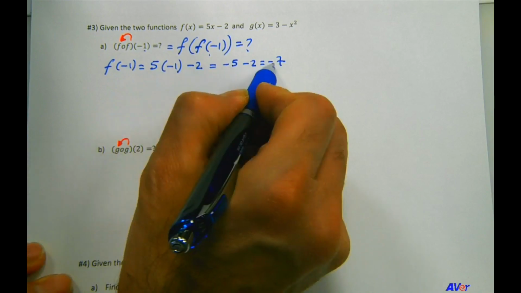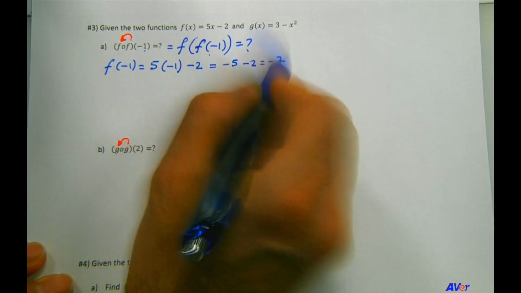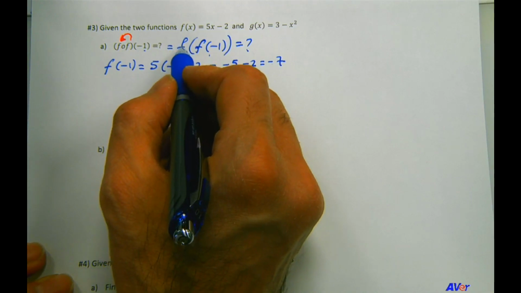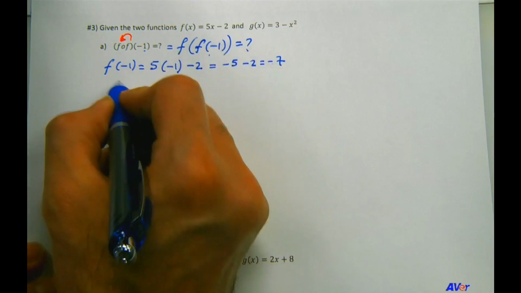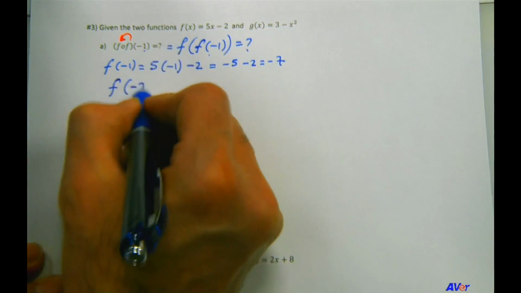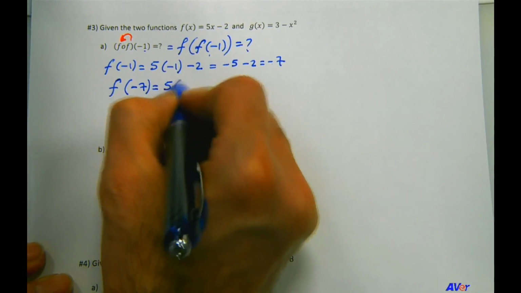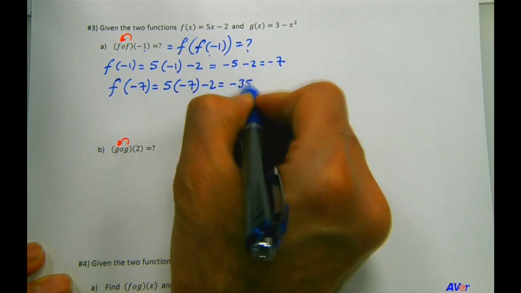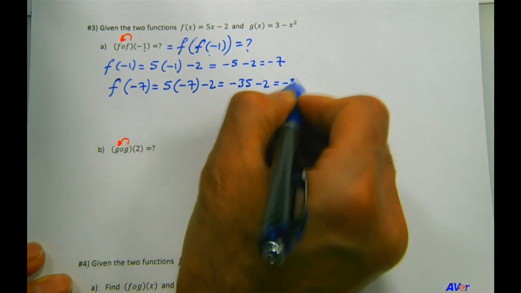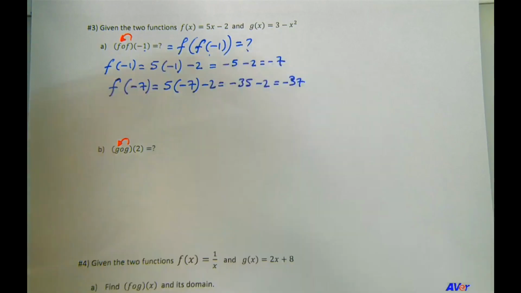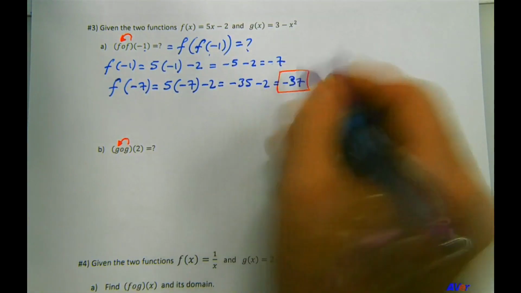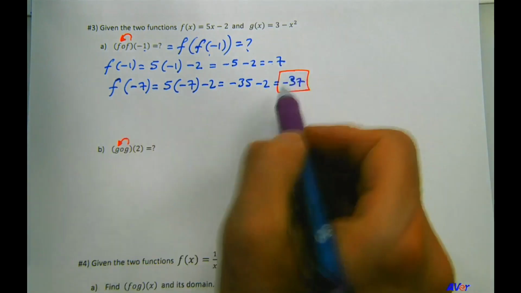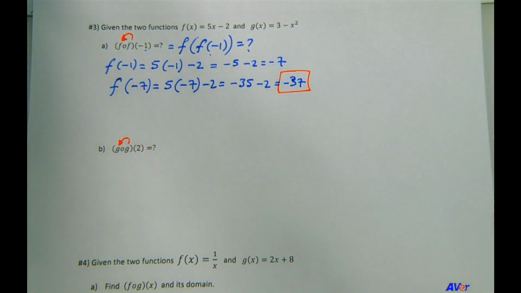We calculated that. Now we have to put this -7 back into f to calculate the composite function of f with itself. So again, function f at -7 this time is equal to 5 times -7 minus 2. So we have -35 minus 2, minus 37. That is the final answer here in this case. Okay. I hope this agrees with what you have in your own solution.